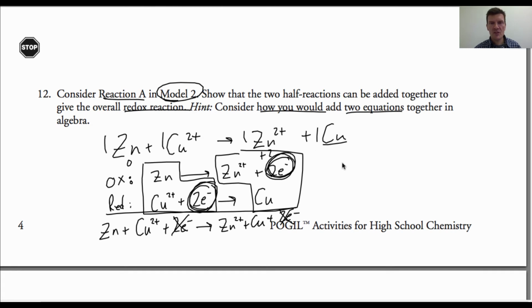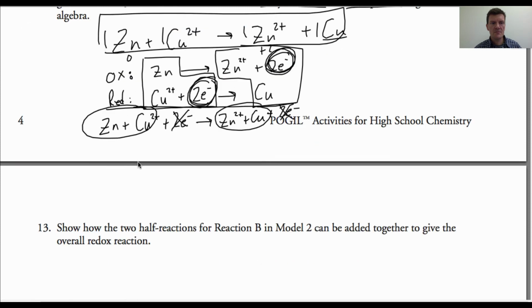But maybe we'll do one where the coefficients are a little bit different, and it shows us how to balance this. So we end up getting zinc plus copper ion producing zinc ion plus copper, which is exactly the original reaction that we were working with. Okay?